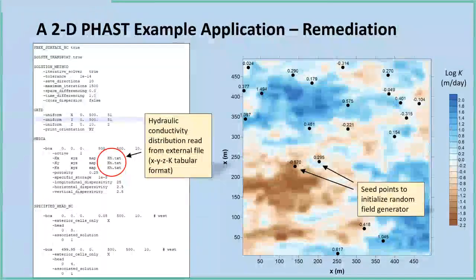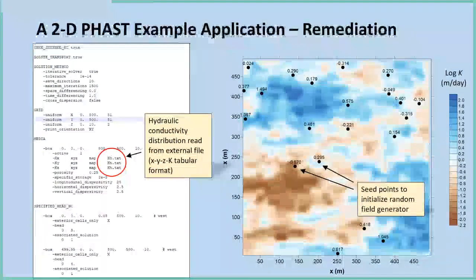Solute transport is set equal to true since we want to simulate reactive transport as opposed to only looking at groundwater flow. The grid is defined. Again, this is a 500 meter by 500 meter model domain with a 10 meter grid spacing.